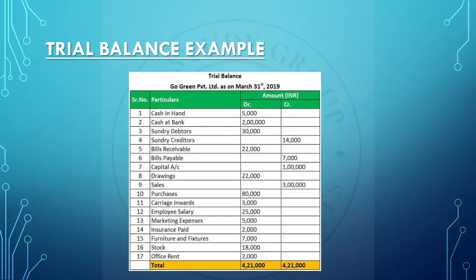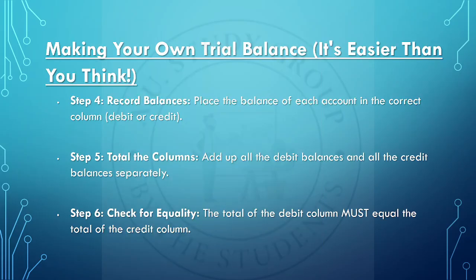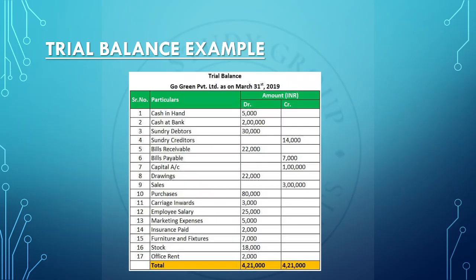After you write the total amount, the final step is to check for equality. Now this is the crucial part. You check the total. You see here the total is 4,21,000 for both debit and credit. Remember, this is very crucial. The total of your debit column must equal the total of your credit column. If they don't match, it means there are errors which you need to find and fix.